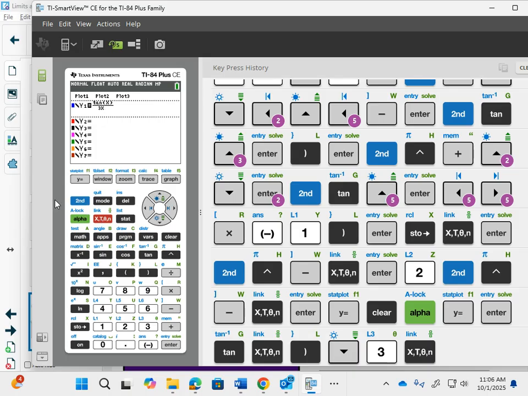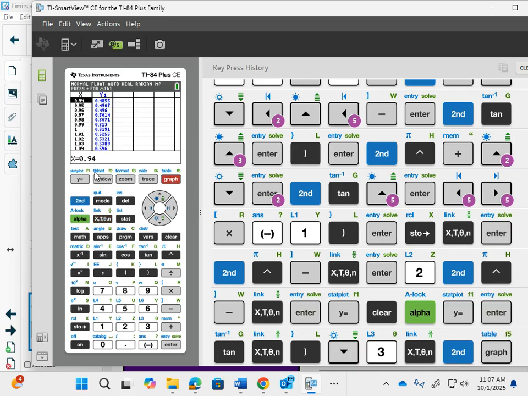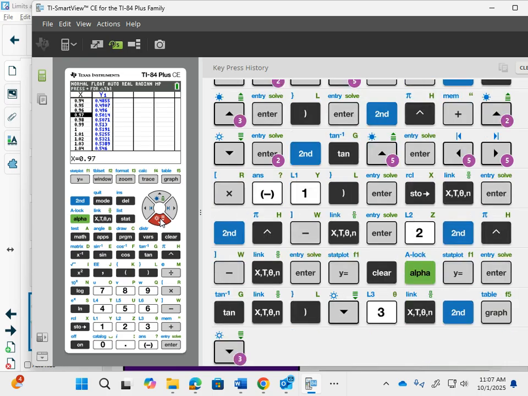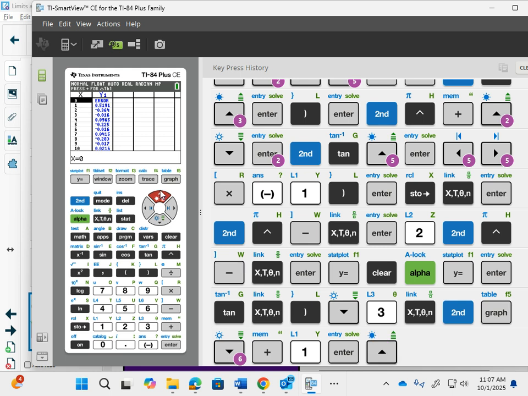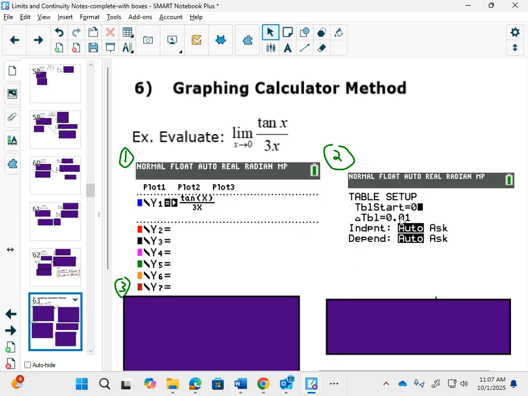Now in your table of values, if I go second table, I see a table of values, and probably yours looks like this when you go to it right away. Does it go 0, 1, 2, 3? Lots of people have it set to go up by ones. You can change what it goes up by, because we're curious, does it get close to something as it gets close to 0? But at -1 and 1, we're not really close to 0 yet.